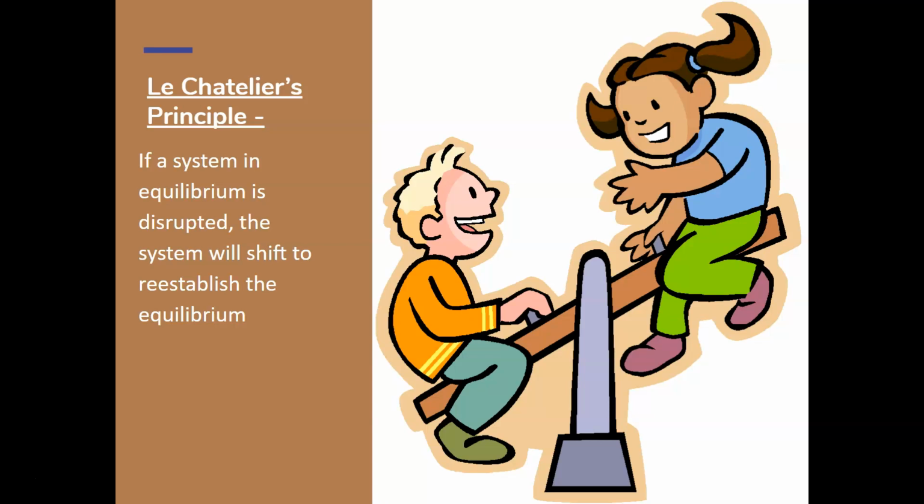So LeChatelier's principle says that if a system that is in equilibrium, like we just saw in the last slide, is disrupted, the system will shift to reestablish the equilibrium. Just like in the picture, you have the two people on a seesaw. One person goes down, the other one goes up. Well, you can reverse that, and the person who's up can go down, and the person who's down will go up. So that's kind of an analogy to picture how LeChatelier's principle works.